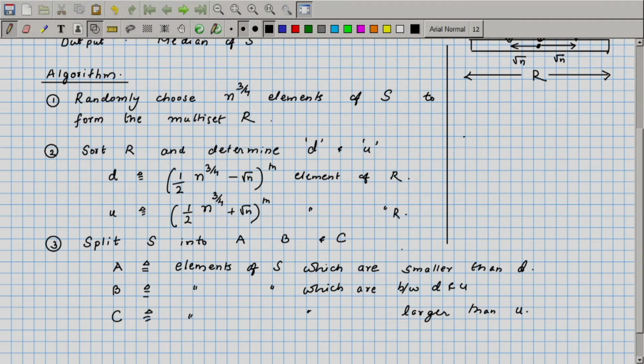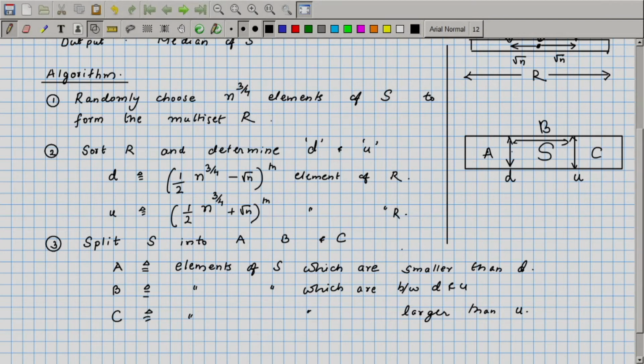So, we can think of this as, let us say if this was our entire set S, this side would contain all the elements smaller than D, and this region would consist of all the elements which are greater than U. So, this is our point D and this is our point U, and these are the in between elements, that would be B.